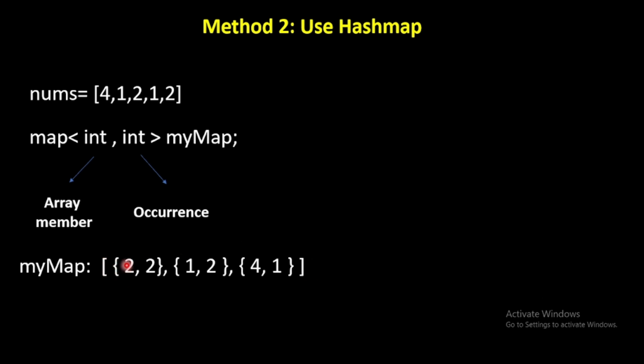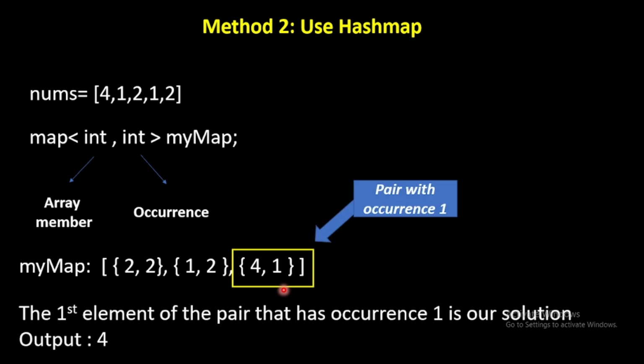If you notice, they are stored in pairs, and the first element of the pair corresponds to the unique elements present in nums, and the second element corresponds to how many times it has appeared in the array. In the first pair, it is saying that 2 has appeared twice in the array. The second pair says that 1 has appeared twice in the array. However, the last pair is saying that the element 4 has appeared only once in our nums array. So the pair with occurrence 1 will be our output. It is as simple as this.